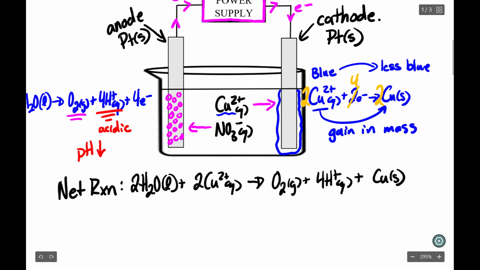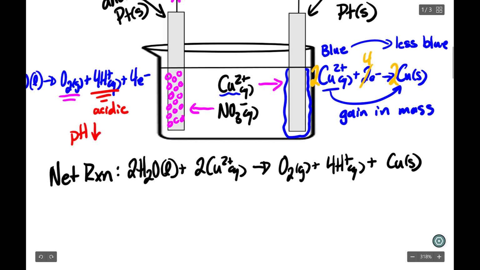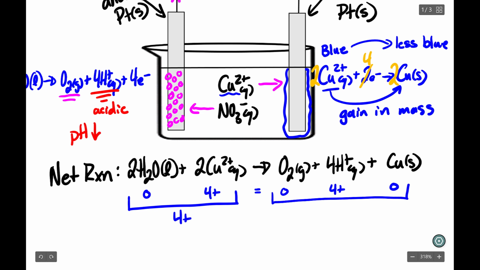Now we need to check to make sure that the charge is balanced. So looking at here, I got 2 times no charge is no charge, 2 times 2+ is 4+, nothing times 0 is 0, 4 times 1+ is 4+, and 1 times no charge is no charge. The grand total of charge on the left is 4+, the grand total of charge on the right is 4+, so I know I balanced this correctly.